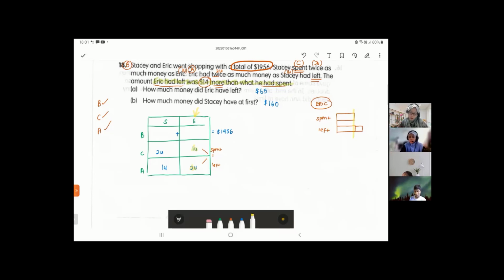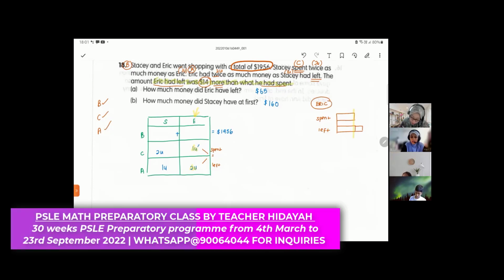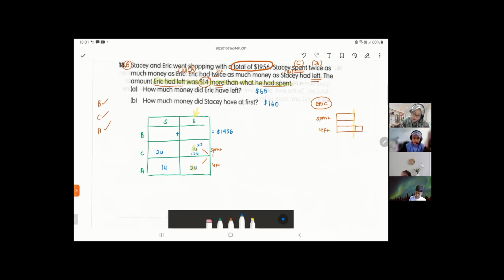Then I can compare. If you look at Eric's before, change, spent and left, the change and after, they are not the same. So you have to make them the same first. Okay? So I times 2 here to make it into 2 units. If I do things here, then for this person, Stacy, will also be affected, right? Here will be 4 units. Understand? Okay, now I know that the comparison between this is $14 more.